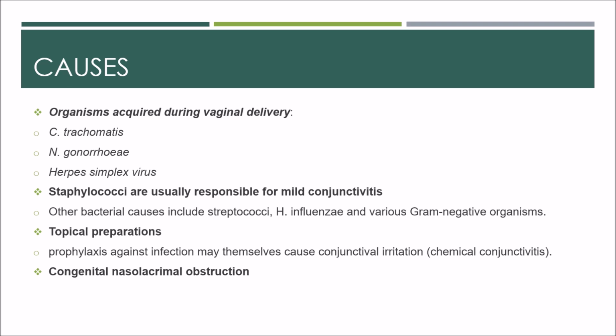Causes include organisms acquired during vaginal delivery. These include Chlamydia trachomatis, Neisseria gonorrhoeae, which is now rare in wealthier countries but previously reported responsible for 25% of childhood blindness, and herpes simplex virus 2. With all of these, conjunctivitis is not uncommonly associated with severe ocular or systemic complications.